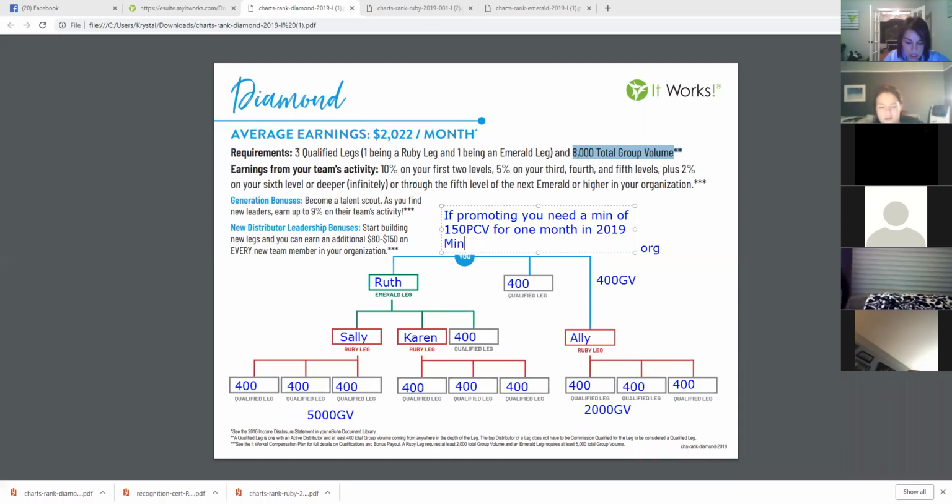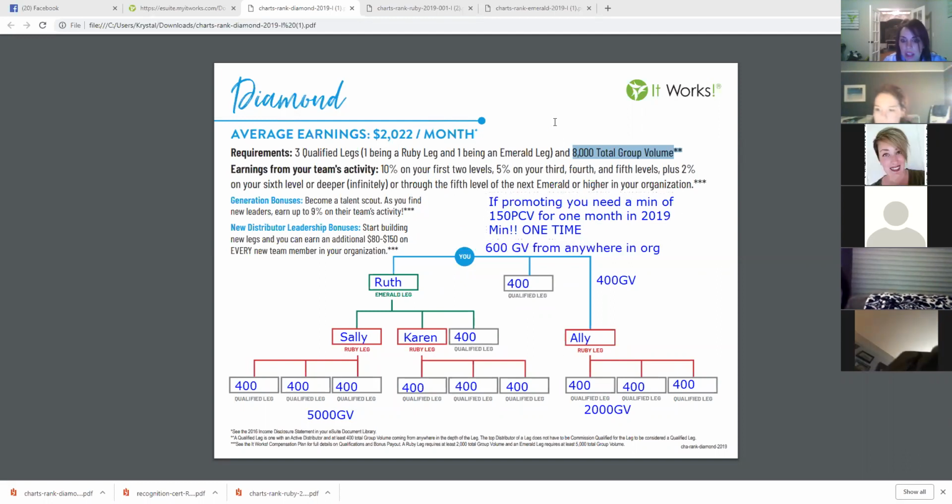Minimum. And this is a one-time thing, so I'm going to explain this, but I want to make sure that I get this down on here. Okay, so what this means, this is something new. Now, in the past, if we were promoting, we needed 4 customers kept under us for the year that we are promoting in.